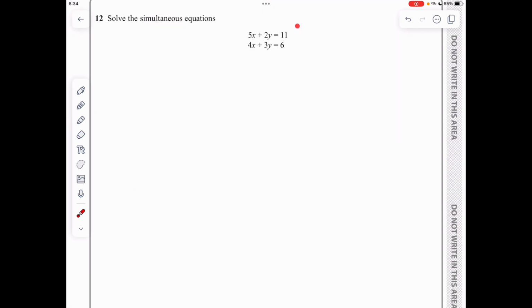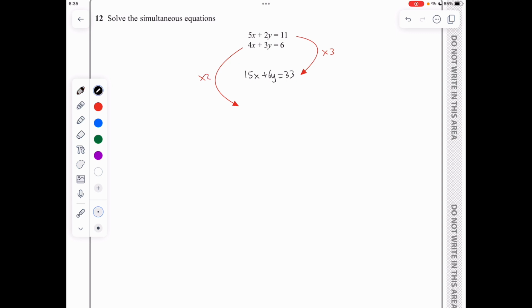In 12, we are asked to solve the simultaneous equations given here, and I will be using elimination here. I noticed that I could start by multiplying the first equation here by 3. So if I multiply everything by 3, this leads to 15x plus 6y is equal to 33. And if I multiply the second equation here by 2, I'm getting that 8x plus 6y is equal to 12. And now I've got the same number of y's in both equations, so I could deduct one from the other.